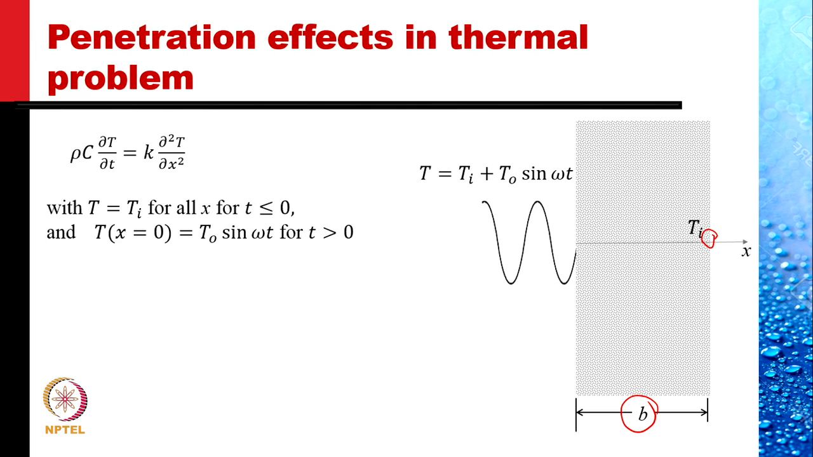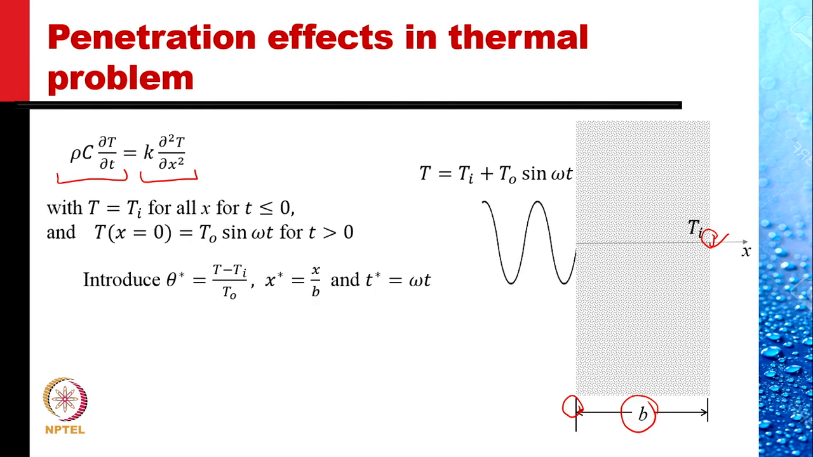The applicable equation: this is the rate of storage of energy, and this is the rate of conduction of energy. They're equal, to be solved with the boundary condition T is equal to Ti for all x for time t less than or equal to 0, and T at x is equal to 0, that is this end, is T naught sine omega t for t greater than 0. And then the temperature of this end is always maintained at temperature Ti.